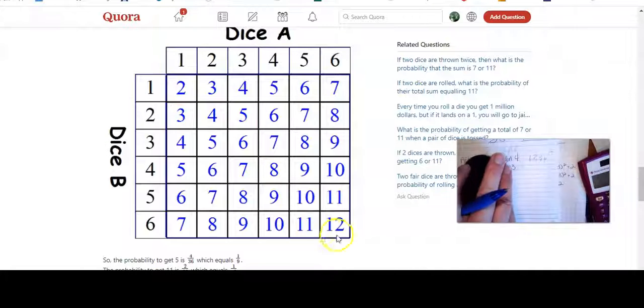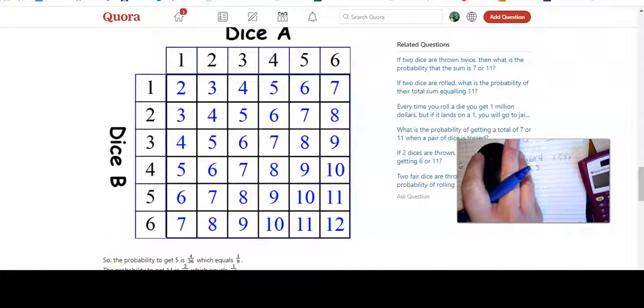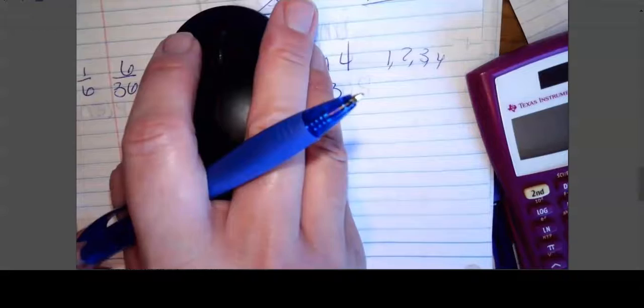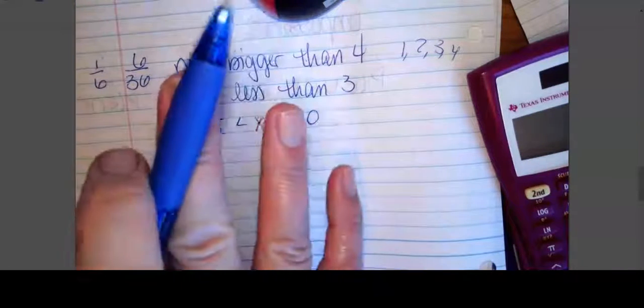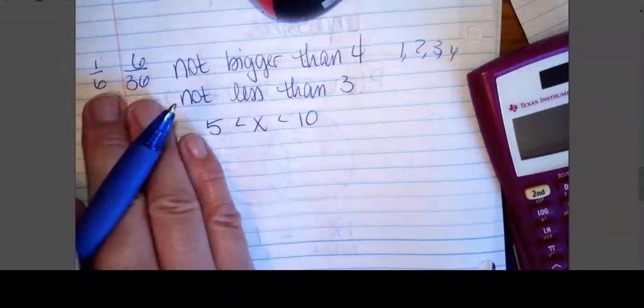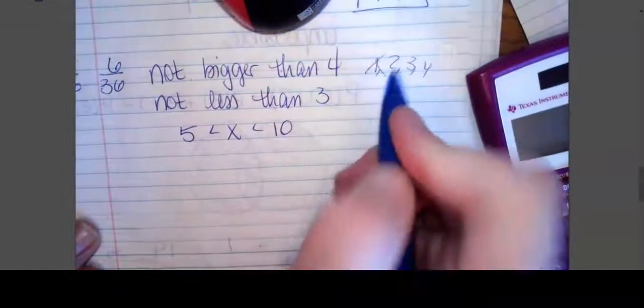All right, so of these blue numbers, how many of them sum, or how many of them are a 2, 3, or a 4? Well, there's 1, 2, 3, 4, 5, 6. So 6 of the 36, or 1/6, meet that requirement. Okay, so a sixth of the time, you're going to roll a sum that's either 2, 3, or 4, because you can't roll a sum of 1.